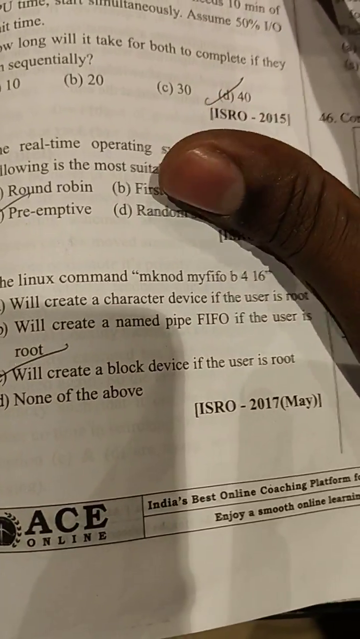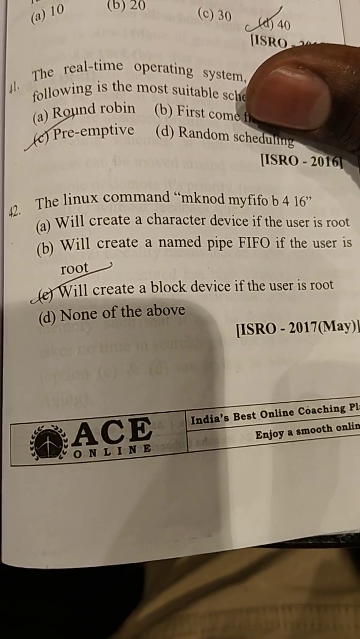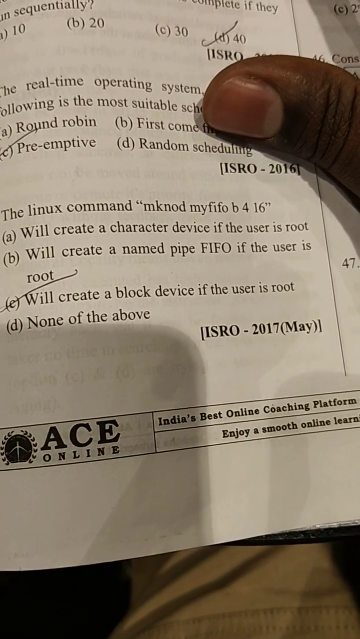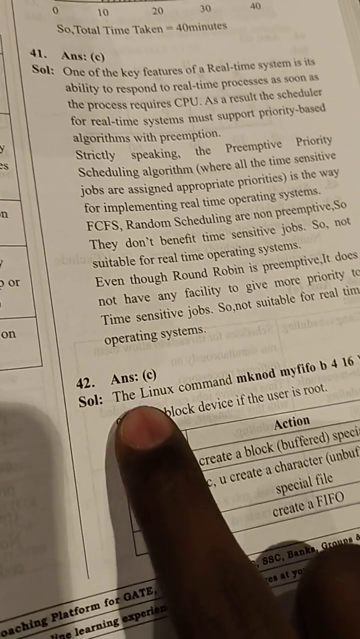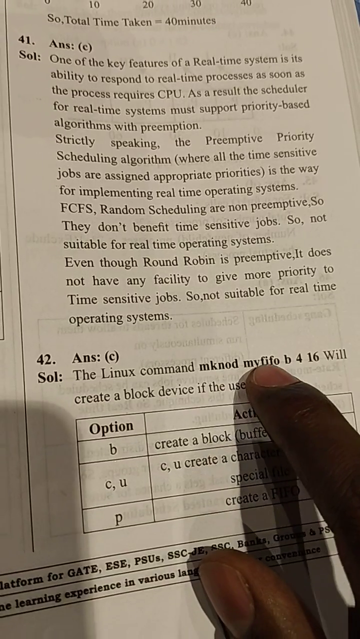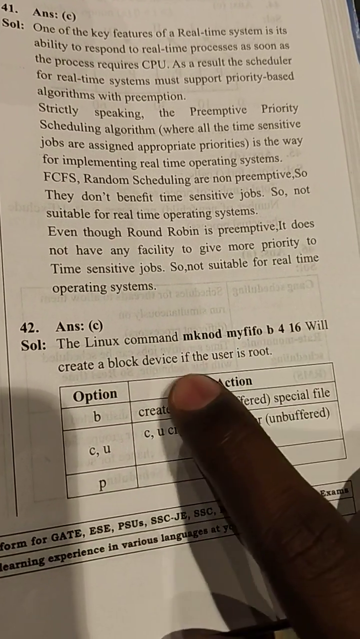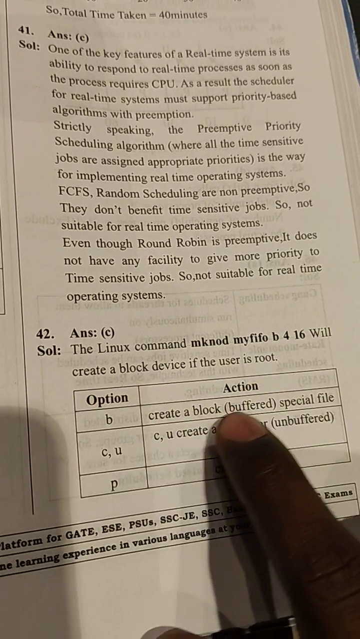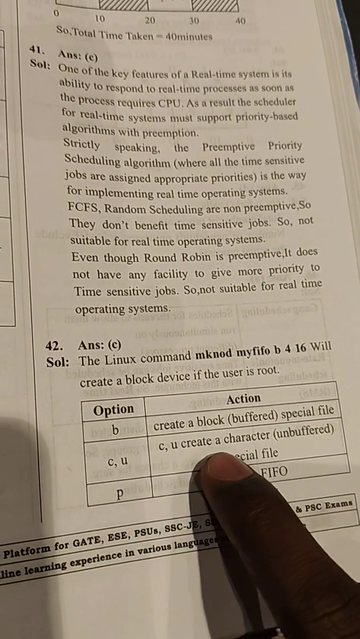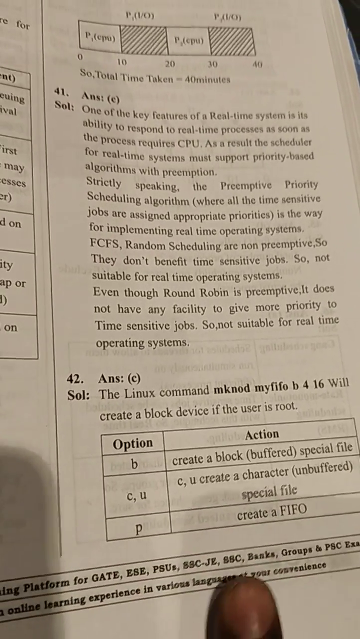The Linux command mknod myfifo p will create a block device if the user is root. In the Linux command mknod myfifo p, A creates a block buffered special file, C creates a character unbuffered special file, and P creates a FIFO.